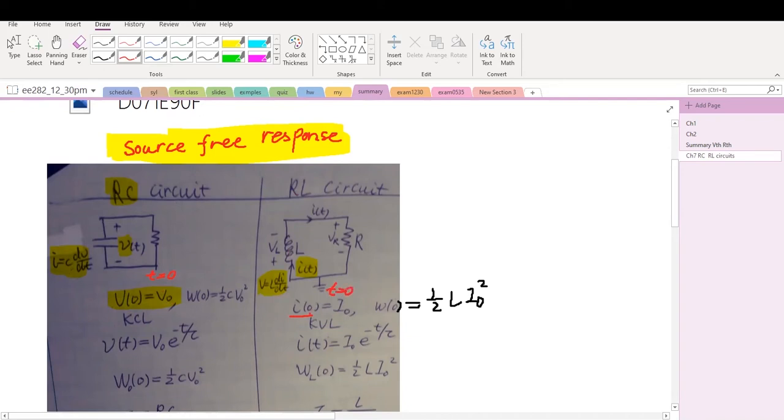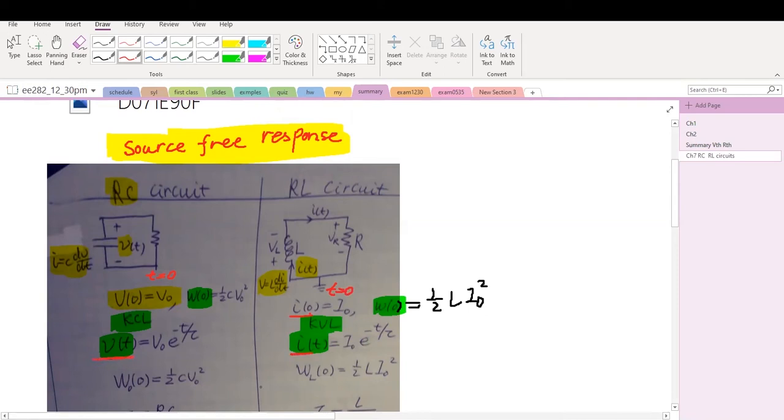We know at time t equals 0, the energy stored in the capacitor is half C V naught squared. The energy stored in the inductor is half L I naught squared. For the RC circuit, we apply KCL. For the RL circuit, we apply KVL. Then we obtain v of t equals V naught e to the power minus t divided by tau. And for the RL circuit, we obtain i of t equals I naught e to the power minus t divided by tau.